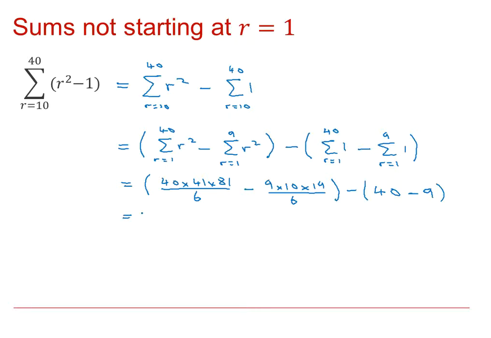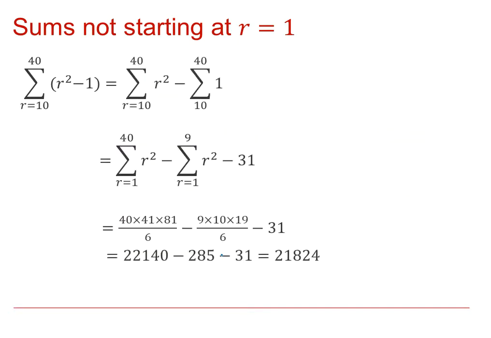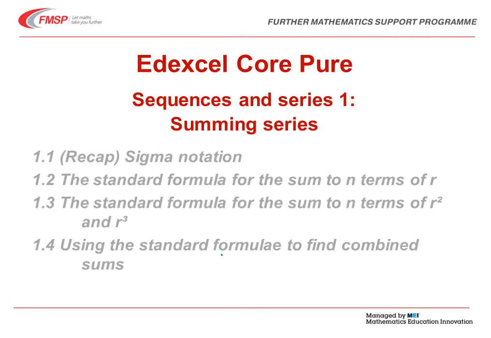So simplifying this down now, we get 22,140 minus 285 minus 31 at the end, which gives a summation of 21,824. And you can see the full method laid out there. So that's the end of this session on summing series.